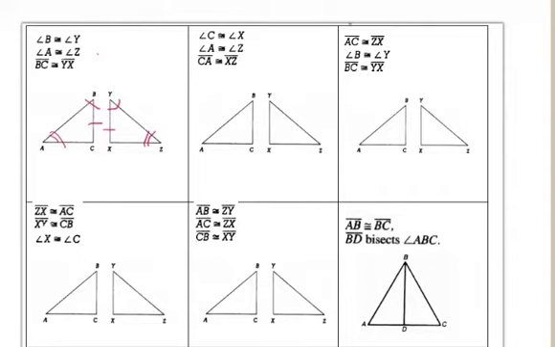Let's go ahead. I'm just going to write my rules over here on the side so we can reference them real quick. So HL, that only works with 90s. We have side, side, side. We have angle, side, angle. We have angle, angle, side. That's 4. We're missing 1. And the last one should be side, angle, side.